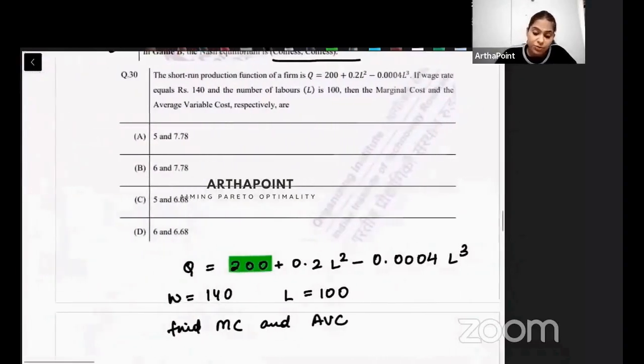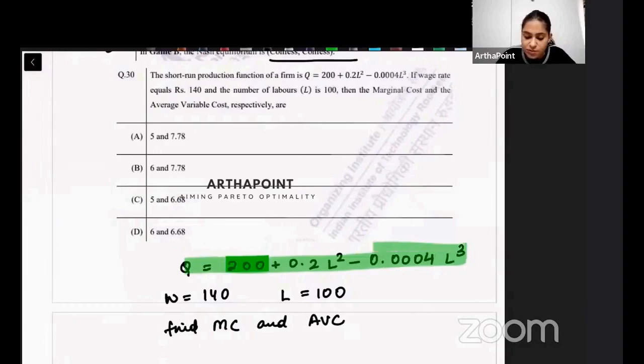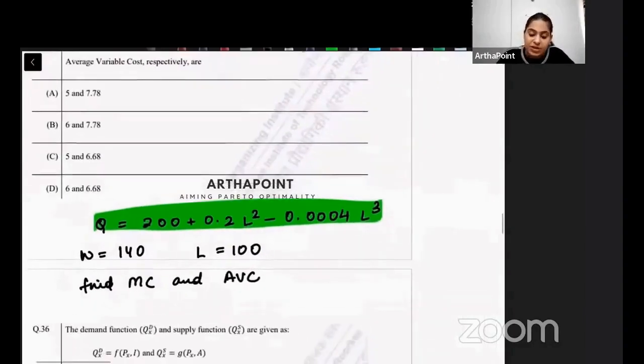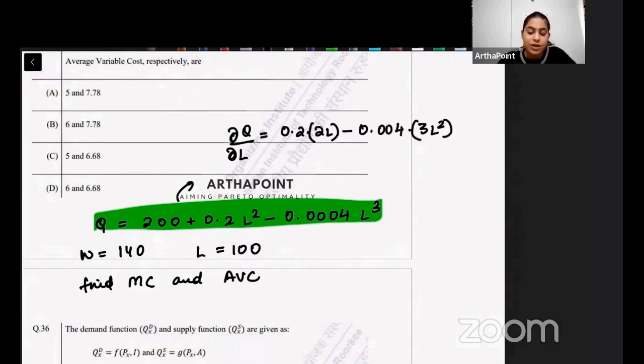How do I find marginal product? Look, this production function is given to you. So to find the marginal product, I just have to find how Q changes as L changes. If I differentiate this with respect to L, what will I get? 0.2 into 2L minus 0.004 into 3L square. This is what I will get. This is my marginal product of labor.